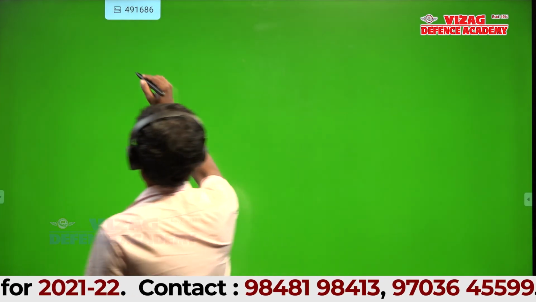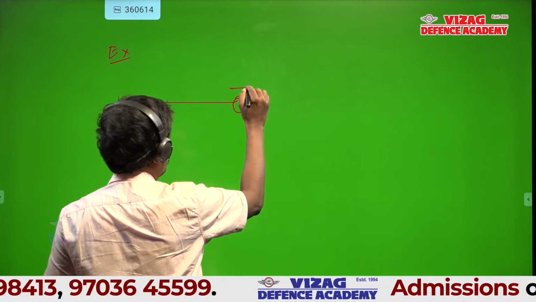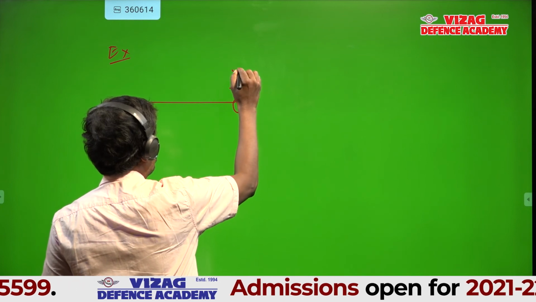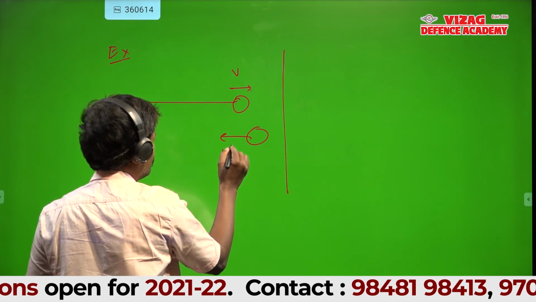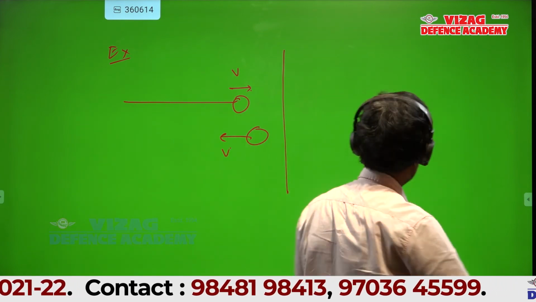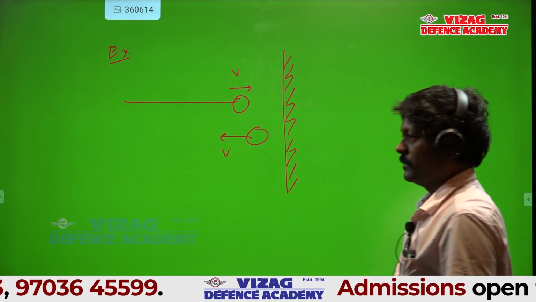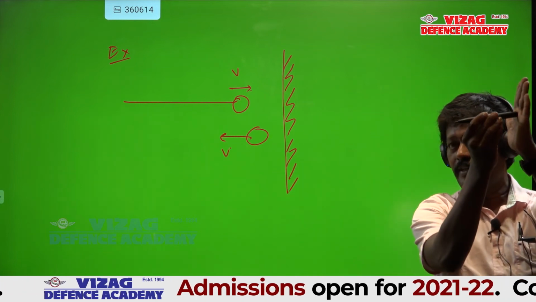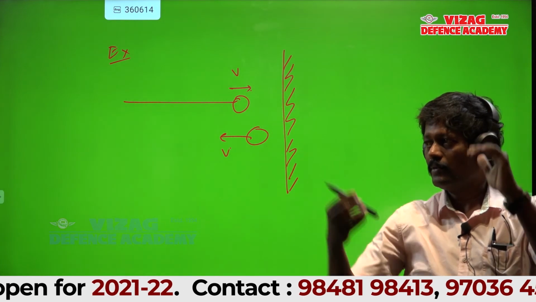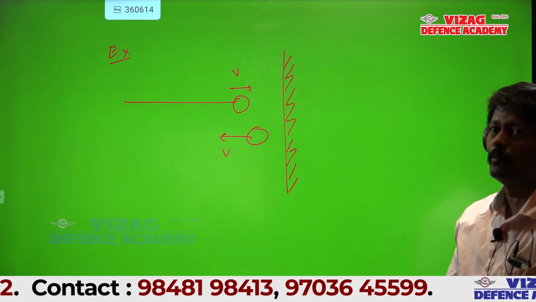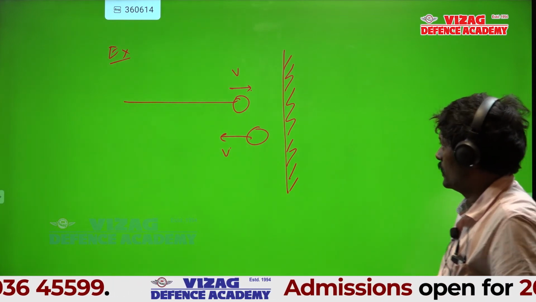Now listen. One last example we will take. A ball is moving towards a wall with velocity v and bounces back with velocity v. Look at this here. This is the wall. The ball is hitting the wall with velocity v and bounced back with velocity v. What is the change in momentum? The ball mass is m.